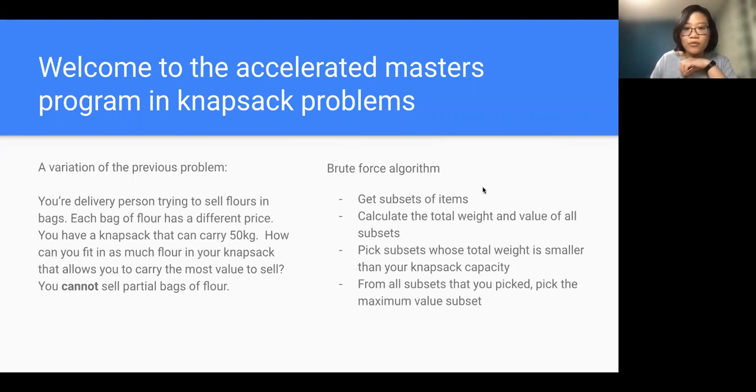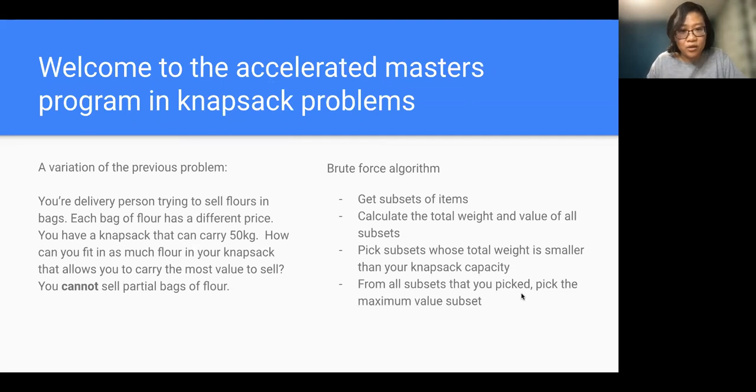So if you think about the brute force algorithm here, you're going to get different combinations of the bags that you can put in the knapsack and calculate the price of that. So in this case, you're picking between several possibilities of what bags of flour you can put in the knapsack. So from all the subsets, you pick the maximum value subset.